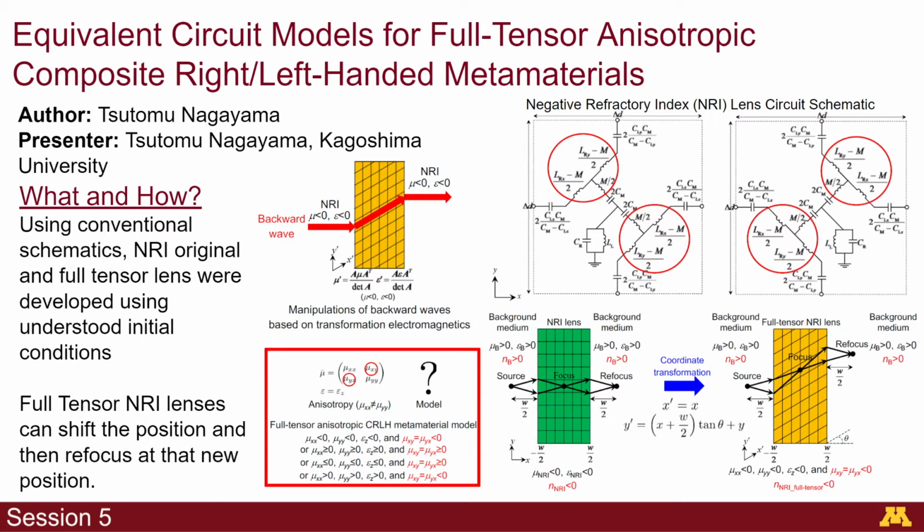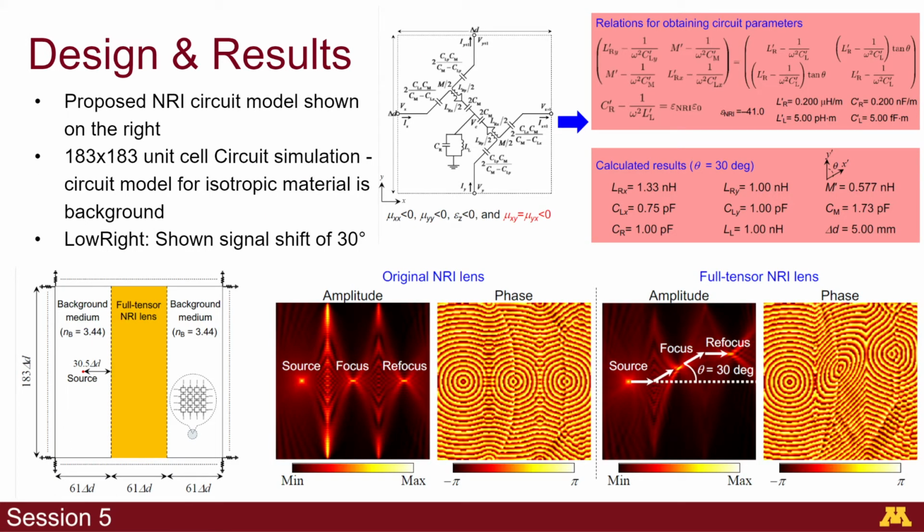The benefit of a full tensor NRI lens rather than just the original NRI lenses is a full tensor NRI lens can shift the position and then refocus at that new shifted position. In the top right, you can see the proposed NRI circuit model for a full tensor NRI lens, and then just directly to the right of it shows the relationships of all the parameters and those calculated values at a theta of 30 degrees.